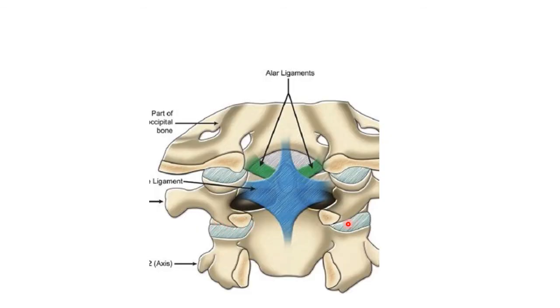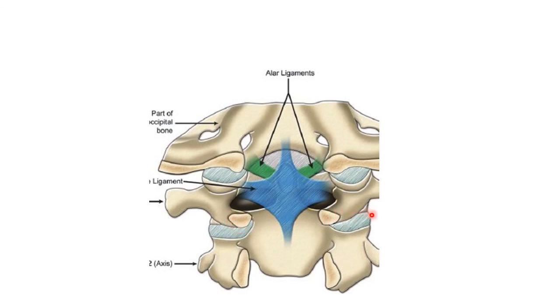Now we will discuss the lateral atlanto-axial joints. There are two lateral atlanto-axial joints, one on either side. This is a synovial joint of plane variety. The upper articular surface is formed by the inferior facet of the lateral mass of the atlas, and the lower articular surface is formed by the superior articular facet of the axis.